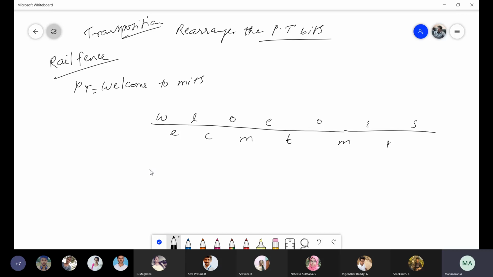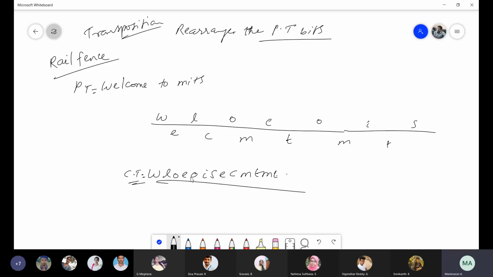So what is the ciphertext here? W, L, O, E, O, I, S, E, C, M, T, M, T. So this is the ciphertext. This is very simple. Usually we do not use it only once. In order to make it more secure, we have to apply this rail fence two times, or combine it with some other ciphering or transposition techniques, so that it will be secure. Otherwise, we can guess it very simply. Even a common man, not just an attacker, can easily guess it.